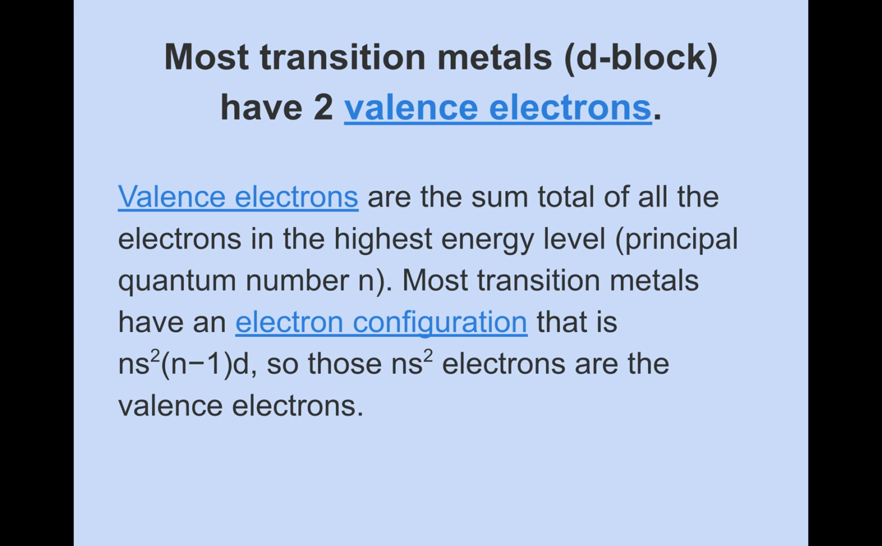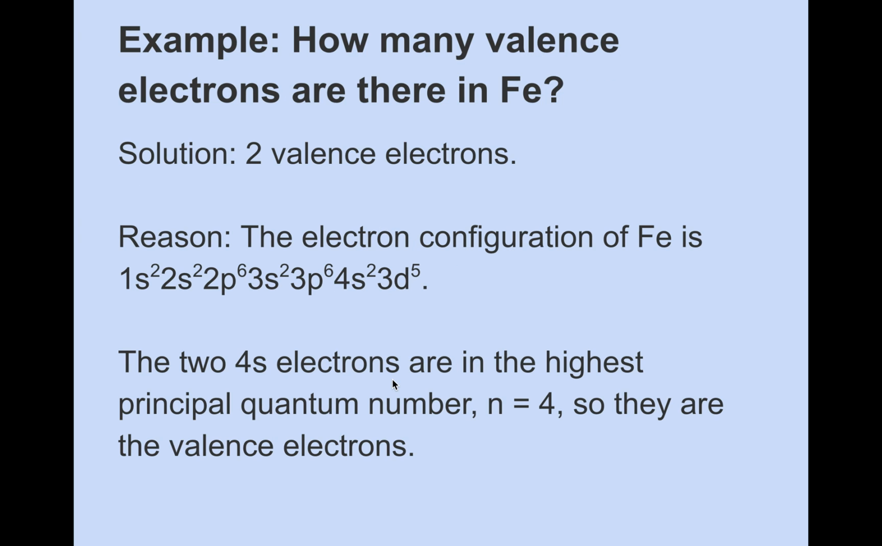So those ns2 electrons are the valence electrons because this will be a higher number than the d block, the n number will. Example, the electron configuration for iron is 1s2, 2s2, 2p6, 3s2, 3p6, 4s2, 3d5. 4 is the highest energy level. There are 2 electrons in the 4 energy level in the s block.